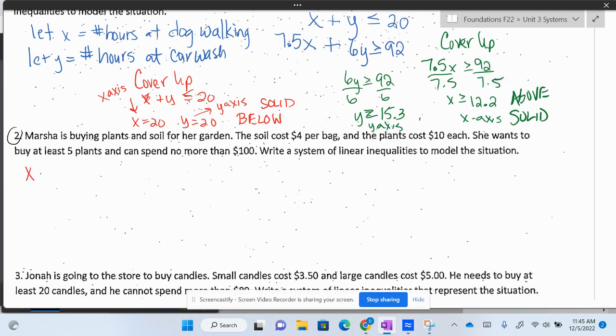So I'm going to let X equal the number of bags of soil, because that's the first thing I'm buying. And I'm going to let Y equal the number of plants. Now, does it say anything about how much soil she needs? It doesn't. So there's no inequality specifically for the X, but it does say that she needs to buy at least what?